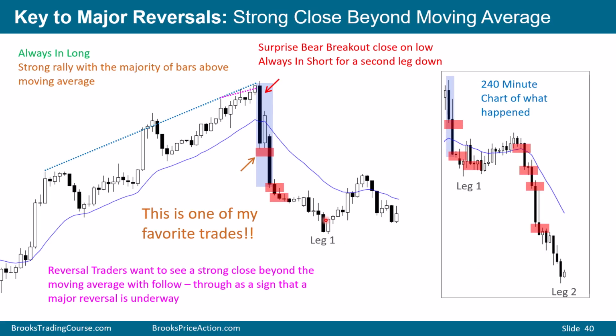Now the keys to major reversals. Seeing strong closes beyond the moving average. What does that mean? What that means is the moving average is a reflection of the overall trending behavior. The more one-sided the moving average is, such as this, rally, pause, and all the bars above the moving average, it's clearly bullish. When you see a strong bar closing far below the moving average, especially one closing on its low, you know that limit order bulls are trapped.